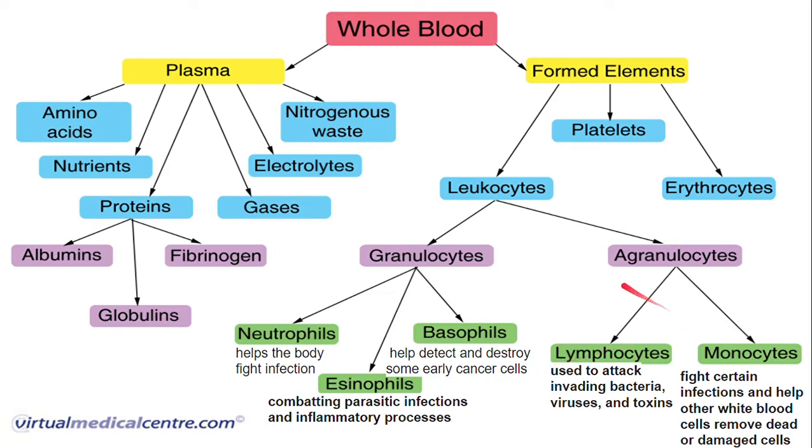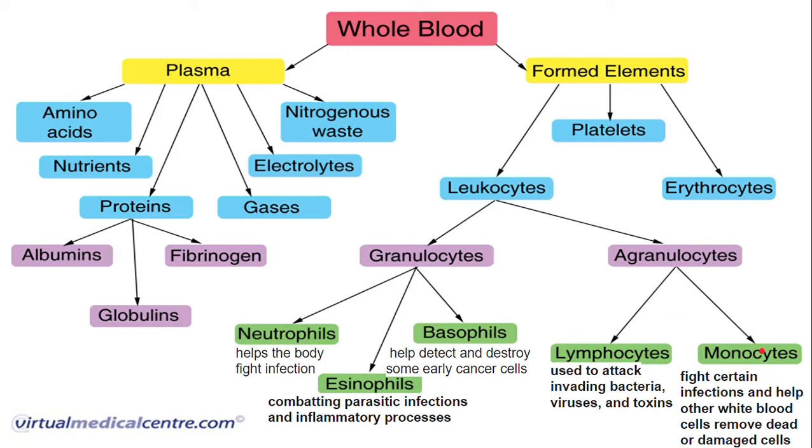Now, let's come to the second portion, agranulocytes. In agranulocytes we have two types: lymphocytes and monocytes. Lymphocytes attack invading viruses and toxins. When a foreign particle, bacteria or virus enters our body, it tries to invade or attack our organs, tissues and cells. Lymphocytes attack those bacteria that try to attack our own organs, tissues or cells.